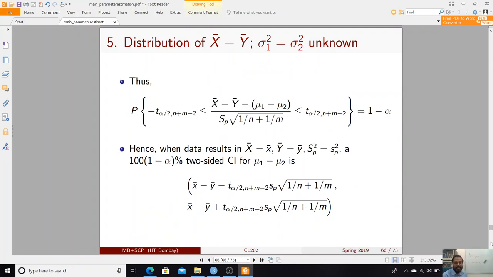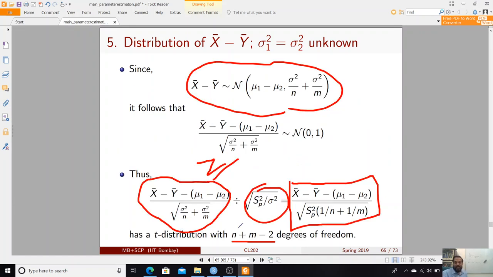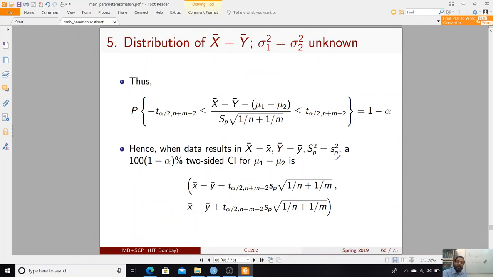So we do the same exercise again. We know that X bar minus Y bar standardized using the pooled variance in this particular way has a T distribution with degrees of freedom n plus m minus 2. So we use our old trick again and we write it in this particular way, which then allows us to write down the confidence interval for mu 1 minus mu 2. If I now rewrite this algebraically, I will be able to write that mu 1 minus mu 2 belongs to this confidence interval.